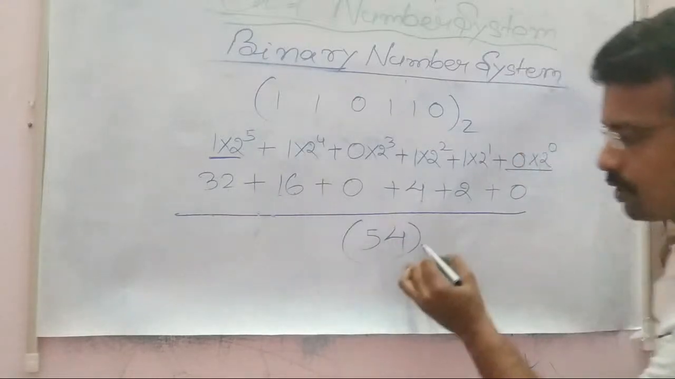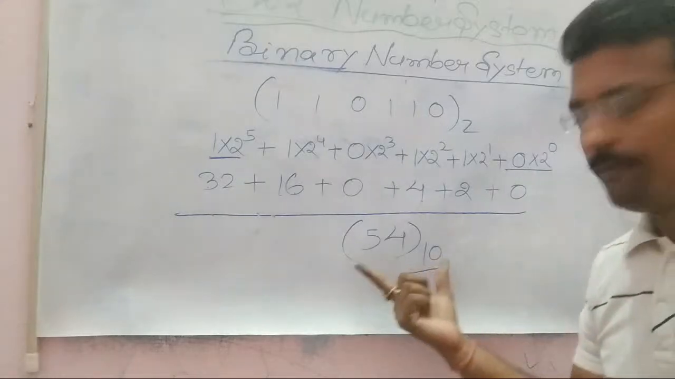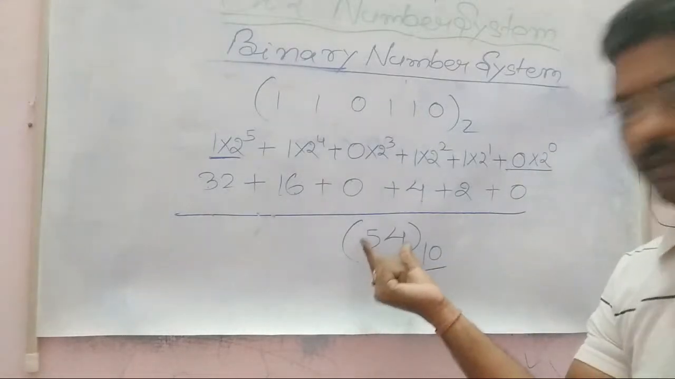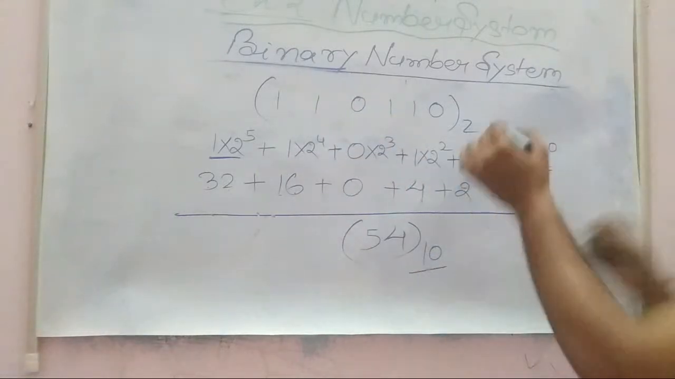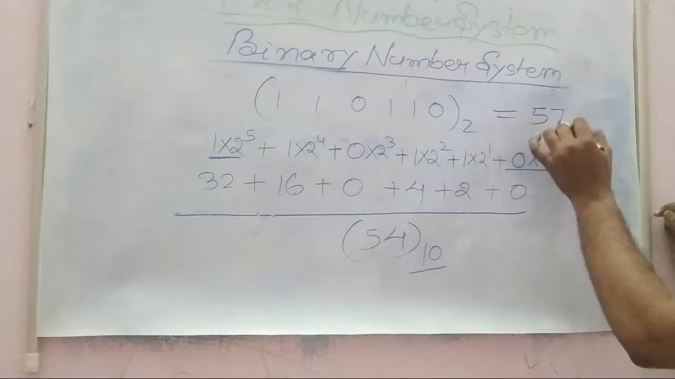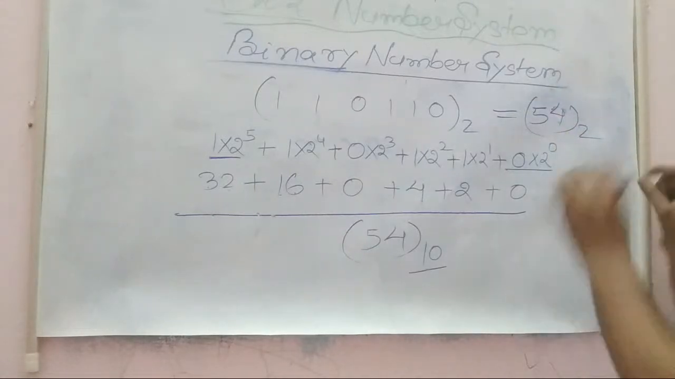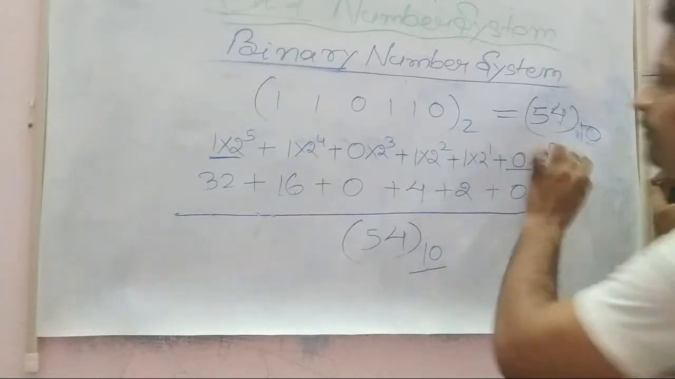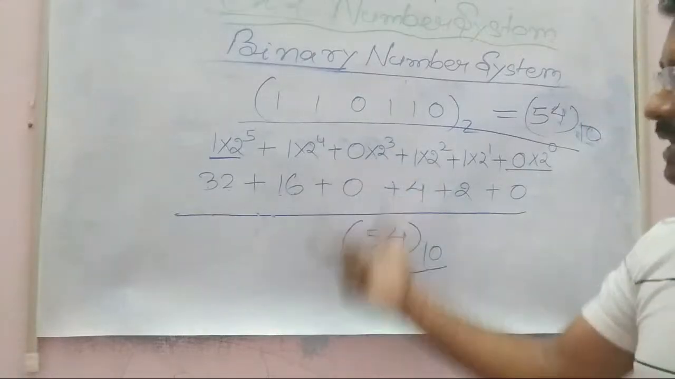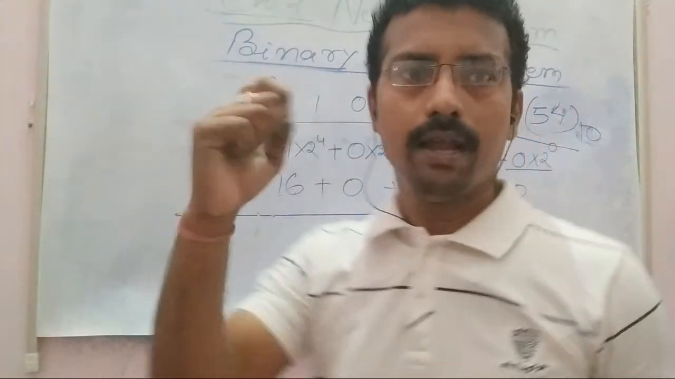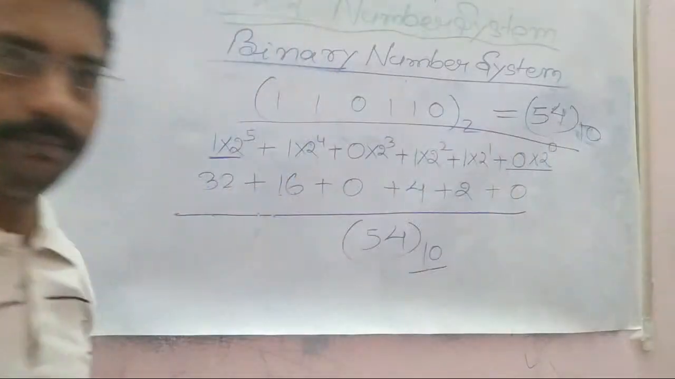This is the equivalent decimal number of the binary number, that is 54. This binary number is equivalent to 54. You can write it this way: 54 is the equivalent decimal number of this binary number. So this way we can convert any number from binary to decimal.